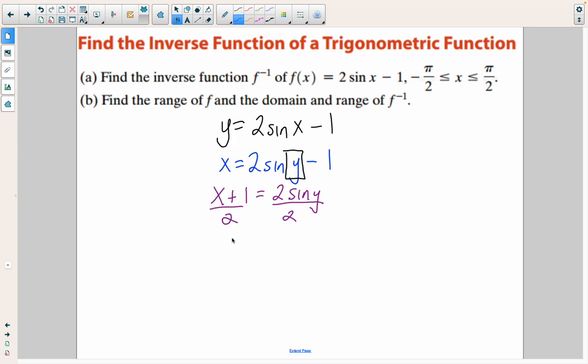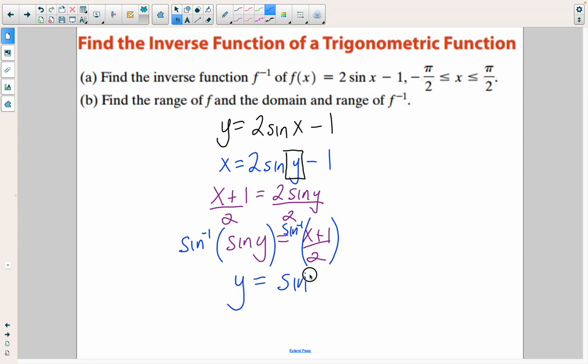And so now I'm going to get the equation sine y is equal to x plus 1 over 2. And so to get the y out, we're going to take the inverse sine of both sides. So I do inverse sine, and then I'm going to do inverse sine here. And so sine inverse of sine y just gives me y equals inverse sine of x plus 1 over 2. And now part B, so this is our inverse.